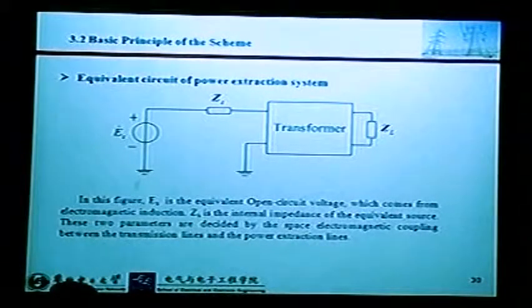Equivalent circuit of power extraction system. In this figure, ESA is the equivalent open circuit voltage, which comes from electromagnetic induction. ZSA is the internal impedance of the equivalent source. The two parameters are decided by the space electromagnetic coupling between the transmission line and the power extraction lines.